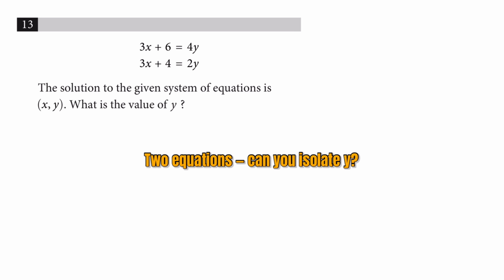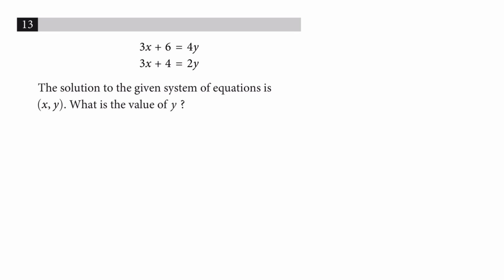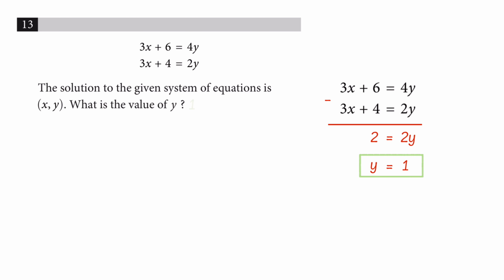2 variables, 2 equations. Let's solve for y. We have equation 1, 3x plus 6 equals 4y. Equation 2, 3x plus 4 equals 2y. Subtract equation 2 from equation 1. That gives us 2 equals 2y. So y equals 1. Got it. y equals 1. Moving on.